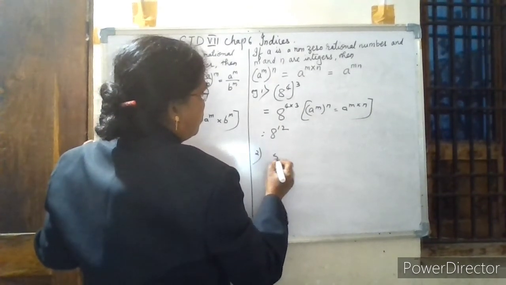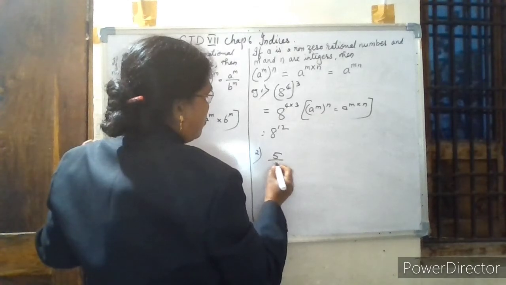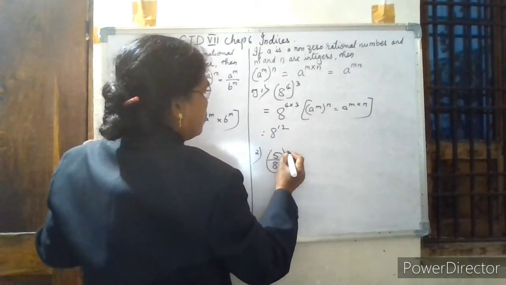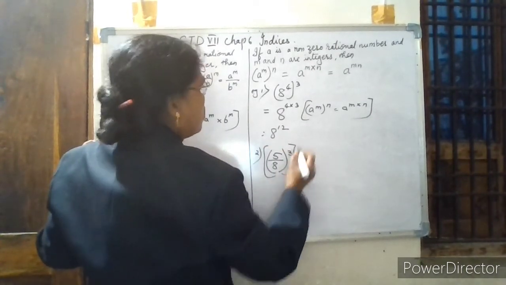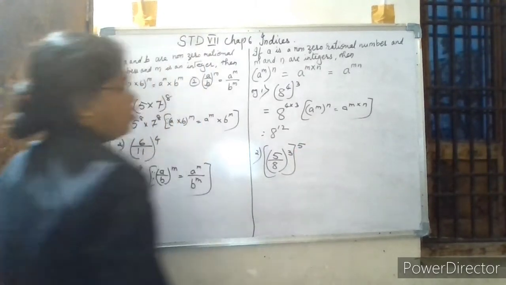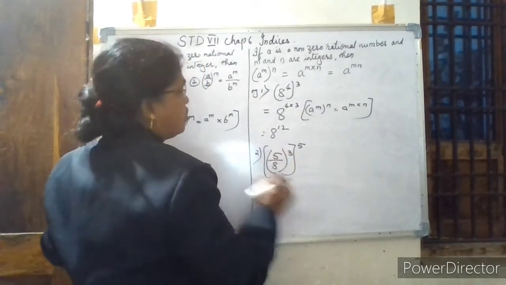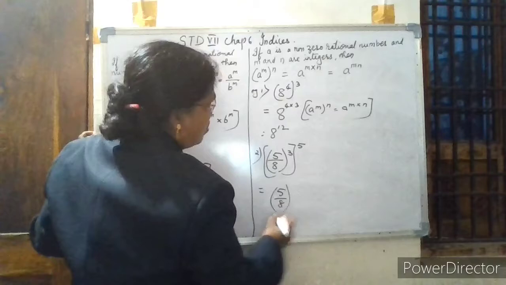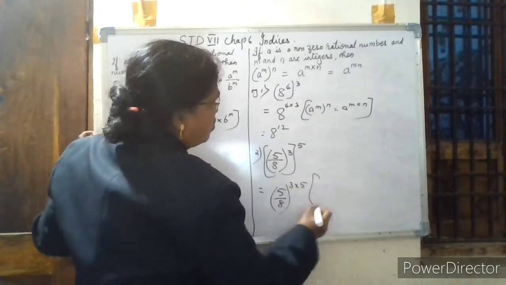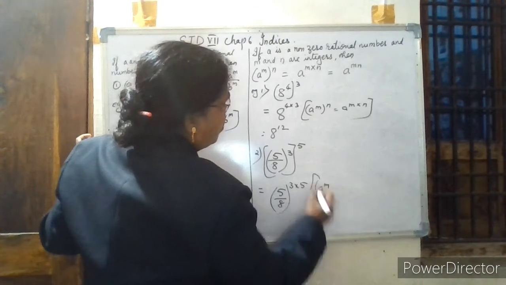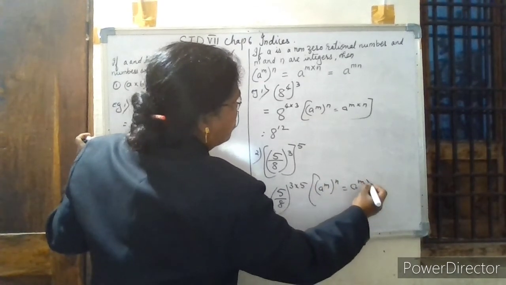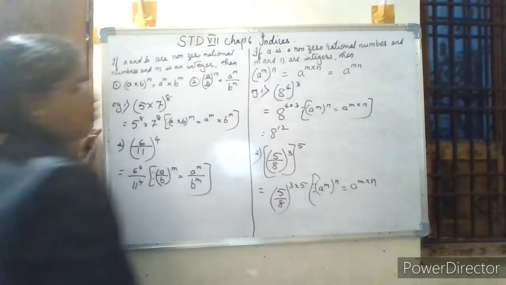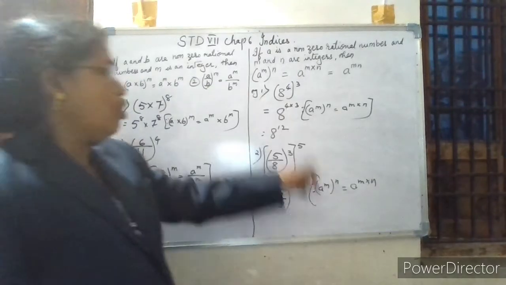Example 2: 5 by 8, the whole raised to 3, and this whole raised to 5, is given. Then this is equal to 5 by 8 is the base, the whole raised to 3 into 5. This is because of the law A raised to M, the whole raised to N, equal to A raised to M into N. So in this way, we have to use the laws of indices.